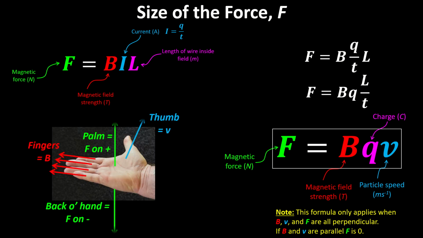And just a reminder, we use that slightly modified right-hand rule for finding the force. The fingers are the magnetic field, the thumb is the velocity, the palm is the force on the positive, and the back of the hand is the force on the negative. There are other rules, by the way, for finding magnetic force directions. There's lots of different versions of them, but this is just the one that I like to use.